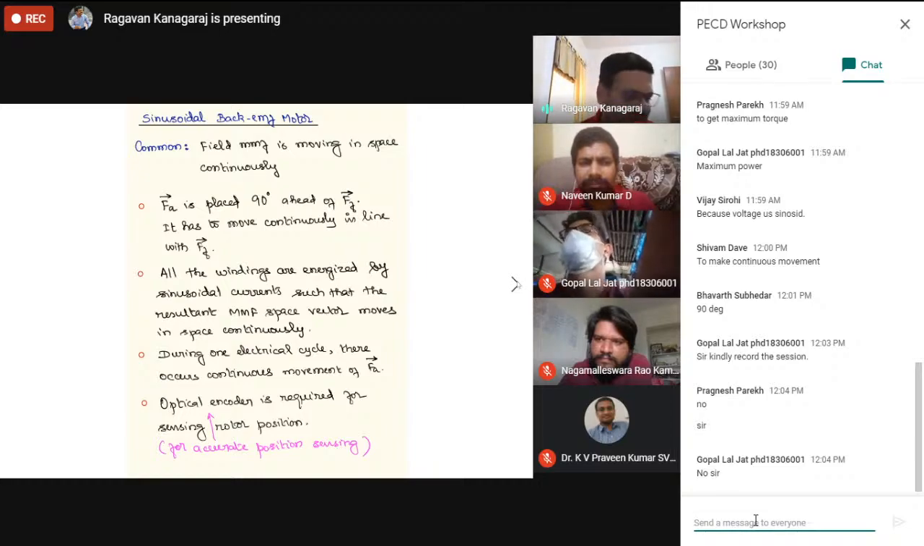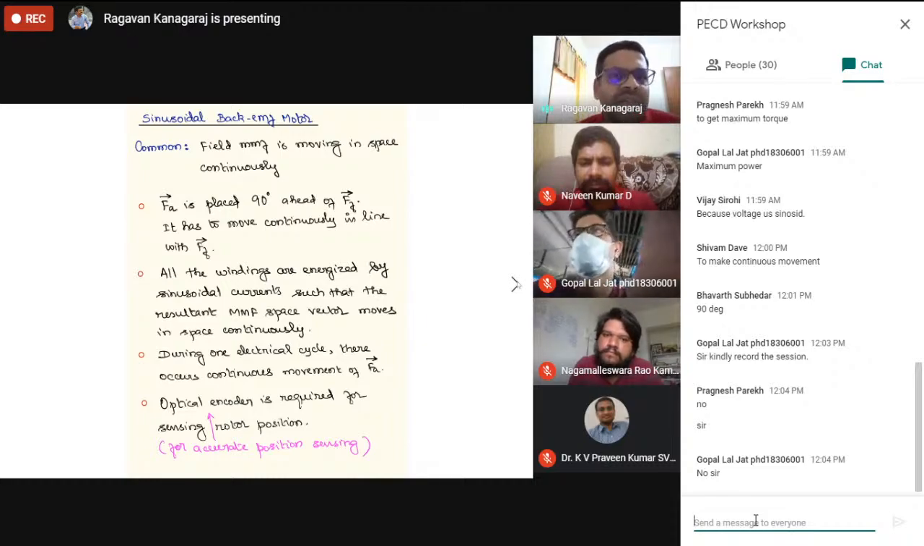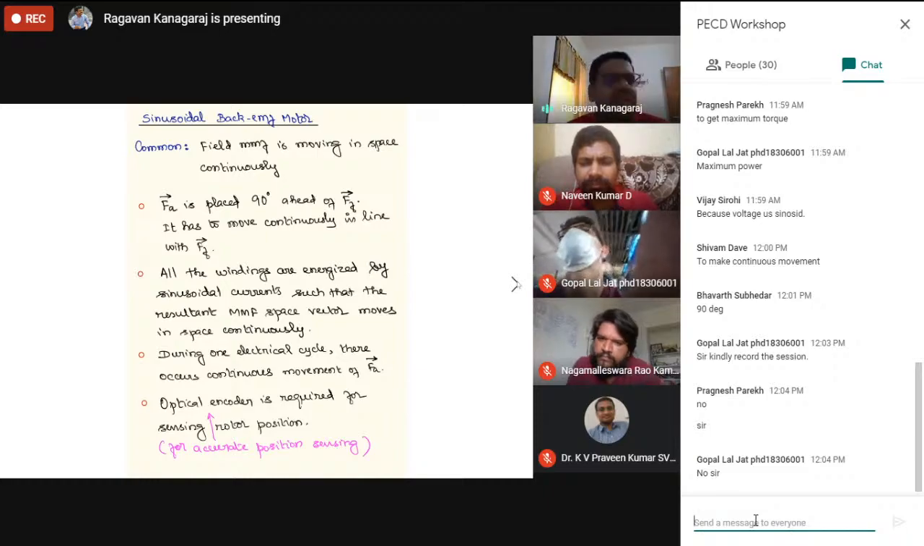Okay, even for a two wheeler, currently we go for a trapezoidal BLDC motor because the alternative will add cost. But if you can get smooth movement and maximum torque, we can have a better mileage. When I say mileage, mileage means what? For every charging, how many kilometers you travel, right? So the focus should be on that.